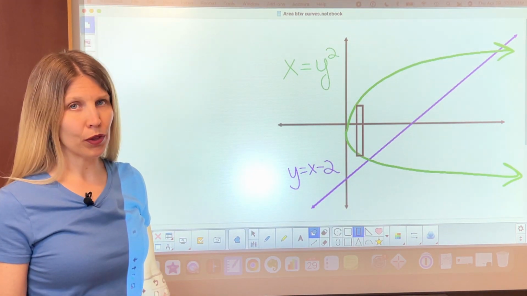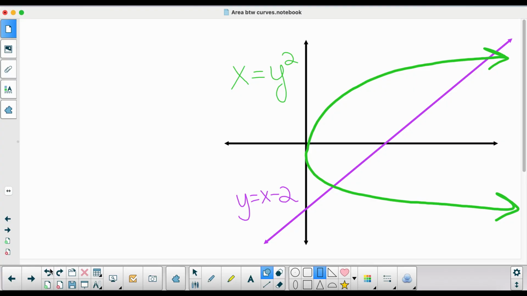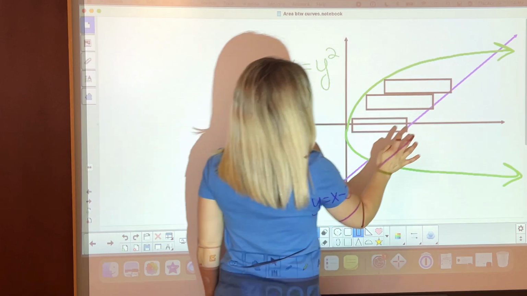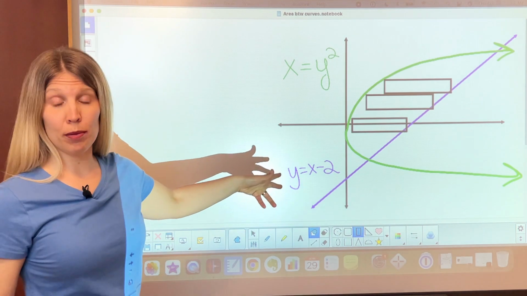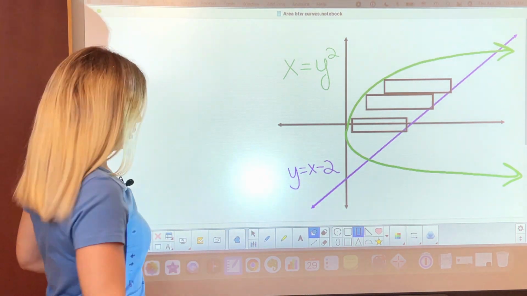You would have 0. So we can't do it this way. We're going to have to try another way, which means we're going to have to try rectangles this way to find the area between these two curves. But what does that change for us?